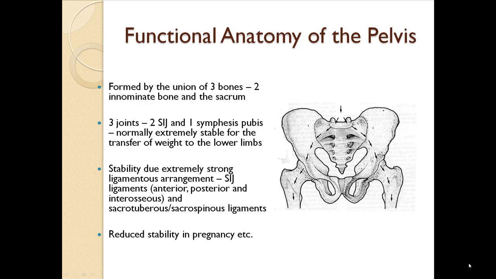Stability is reduced, however, in certain conditions, such as pregnancy and some pathological conditions like rheumatoid arthritis or ankylosing spondylitis. Disruption of one joint invariably leads to disruption of a second joint. So one sacroiliac joint may become dysfunctional, which then might put stress on the symphysis pubis or the opposite sacroiliac joint. And disruption of the pelvic ring as a whole invariably will stress at least one of the joints.